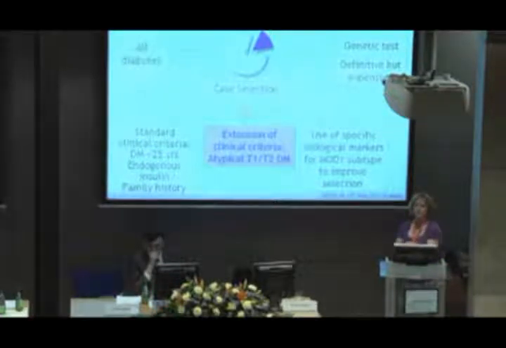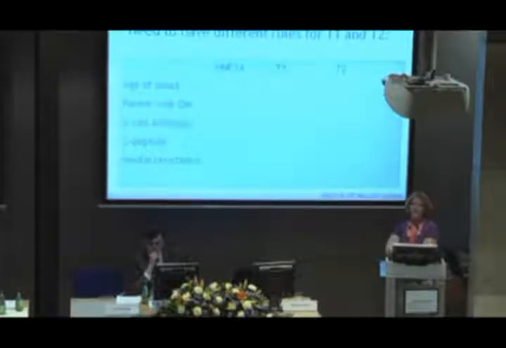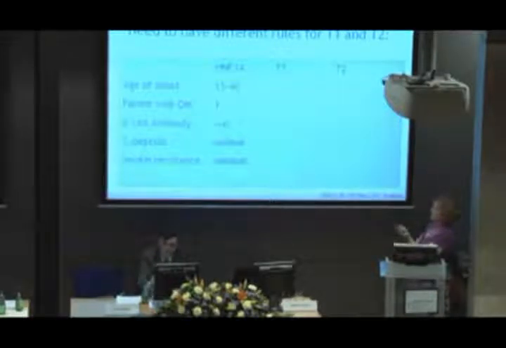So to talk about whether we can extend those criteria and find more cases. If you want to find cases of MODY, you actually have to look at different features for differentiating from type 1 and type 2. So if we just look at some of the features, HNF1 alpha, typically diagnosed between 15 and 40. You would expect one parent to have diabetes.